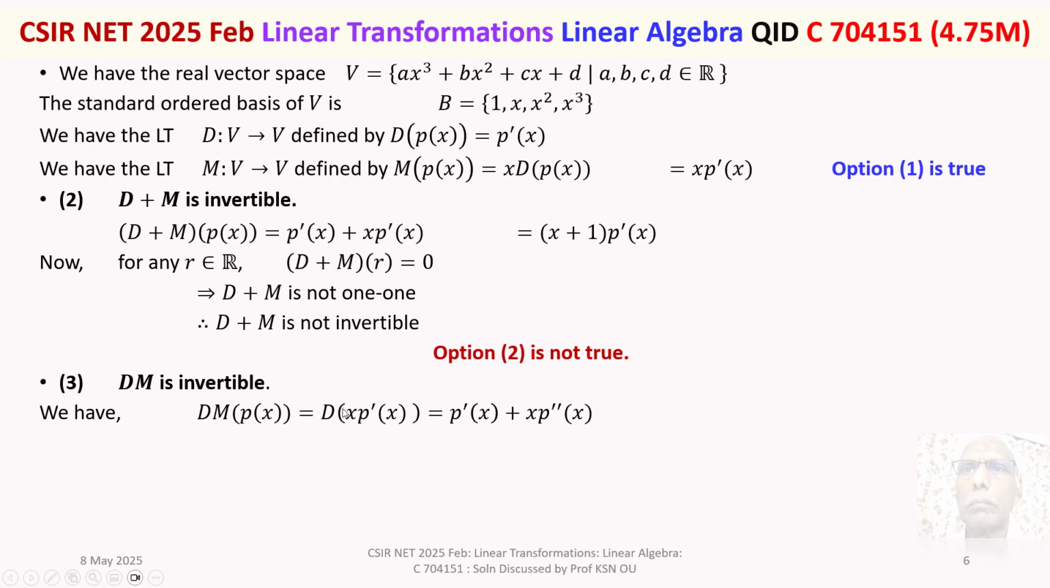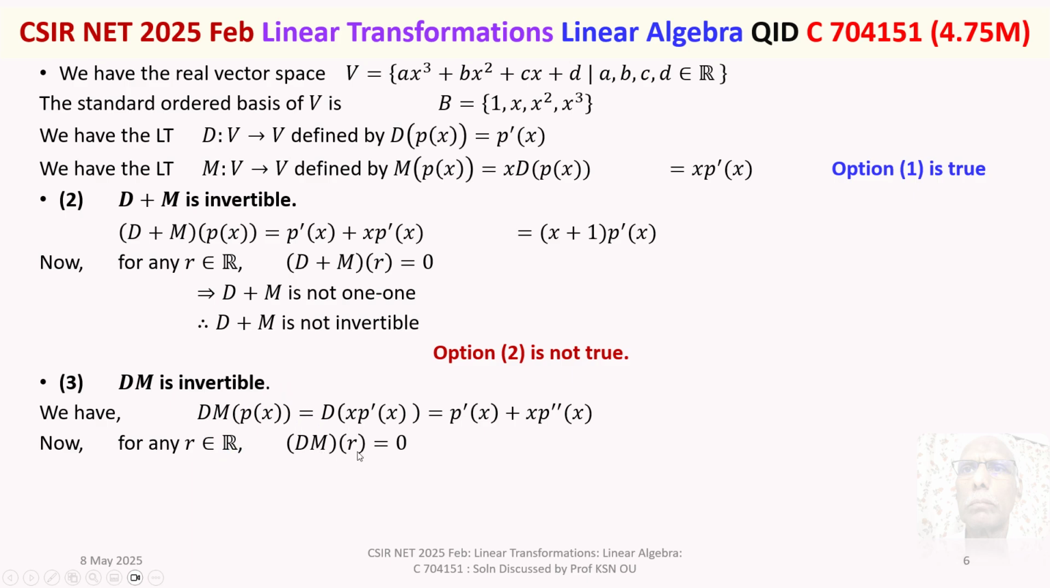Differentiate d of x of p prime x. Differential of the first is 1 into p prime x. First x into differential of p prime x is p double prime x. Right. Now, for any r belongs to R, again we do the same exercise.